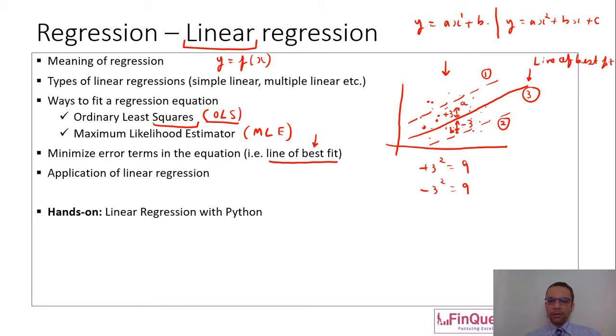By calculating these squared distances at each of the data points vis-a-vis the line of best fit, I come to this line number 3, which I call the best fit line. So this is how I can fit a linear regression to a given set of data.